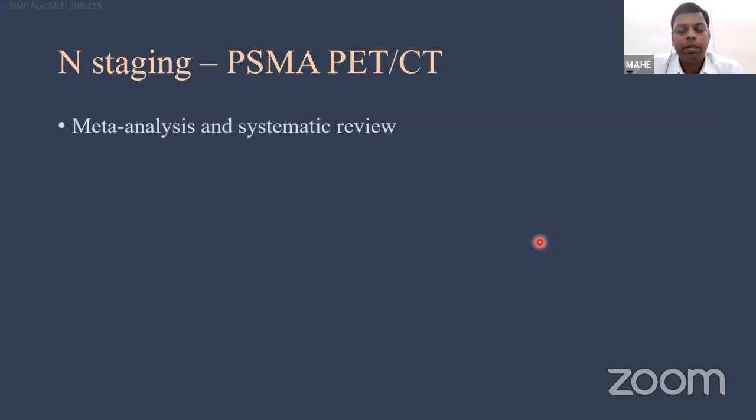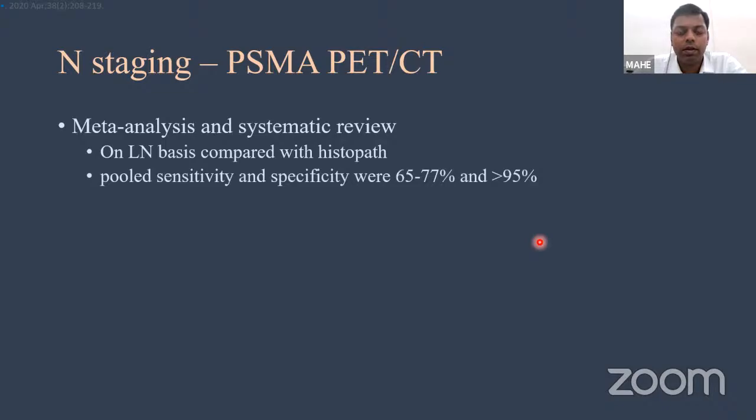Whereas in PSMA PET-CT, multiple meta-analyses and systematic reviews have happened, and lymph nodes have been compared with the gold standard histopathology. So the pooled sensitivity and specificity were very high as compared to the CT and MR. CT and MR, it's up to 30 to 40%, whereas in PSMA PET-CT, the sensitivity goes up to 75 to 80%, whereas specificity is more than 95%.